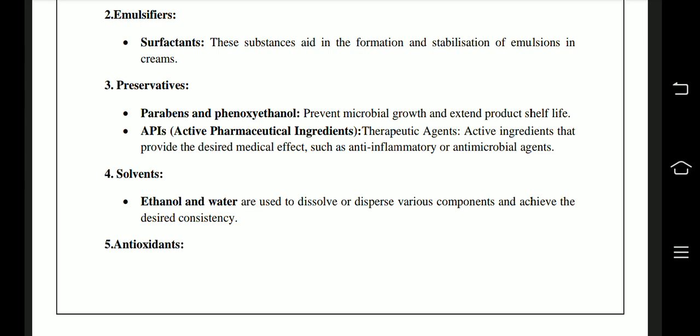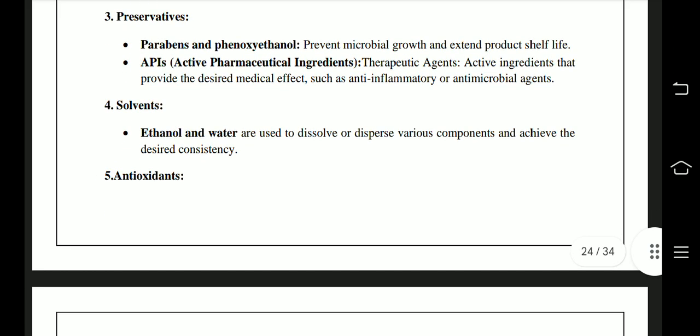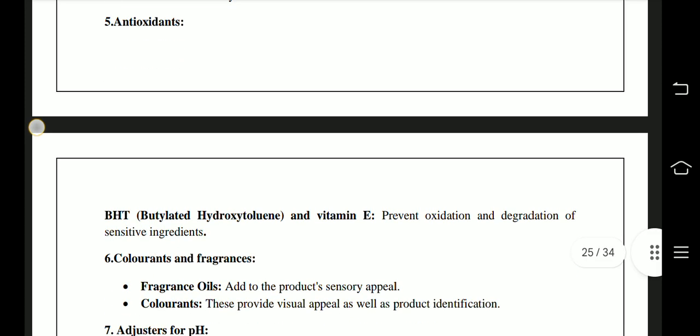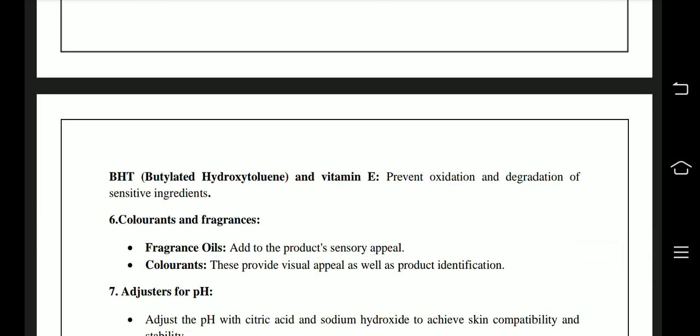Active pharmaceutical ingredients, therapeutic agents. Active ingredients that provide the desired medical effects, such as anti-inflammatory or antimicrobial agents. Solvents. Ethanol and water are used to dissolve or disperse various components and achieve the desired consistency. Antioxidants, BHT (butylated hydroxytoluene) and vitamin E, prevent oxidation and degradation of sensitive ingredients.